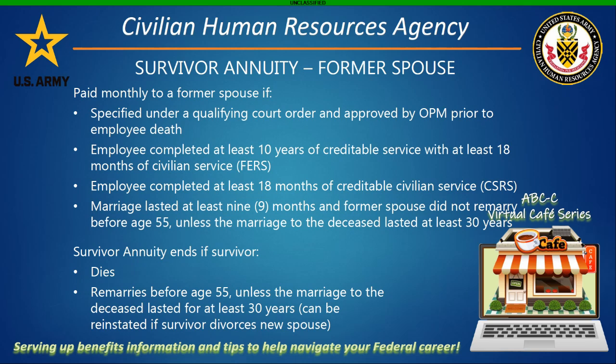A former spouse may lose the survivor annuity if, of course, they die or remarry before age 55, unless that marriage to the deceased lasted at least 30 years. But if a former spouse loses the survivor annuity, it can be reinstated if the former spouse divorces their current spouse. So if they do remarry before age 55 and then they divorce that current spouse, they can go ahead and have that survivor annuity reinstated.